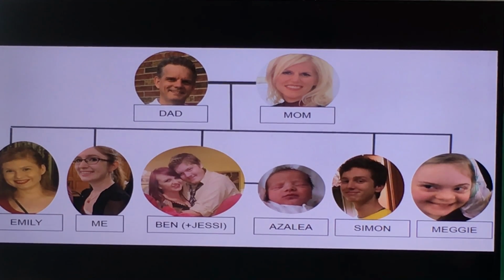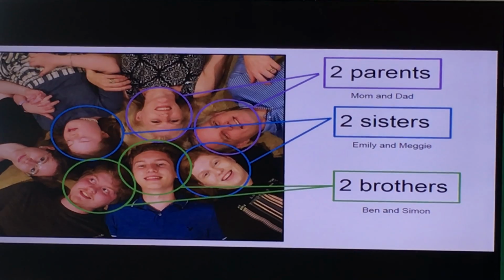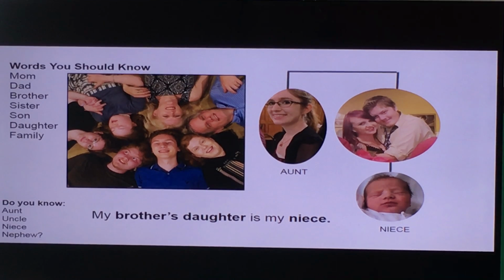So some words that you should probably already know, right? I have 2 parents, a mom and a dad, and then 2 sisters, Emily and Maggie, and 2 brothers. So these are family words that you're familiar with. You've probably learned them in English before when you were in elementary school. So words that you should know, right? Mom, dad, or mother and father, brother, sister, son, daughter, and family.